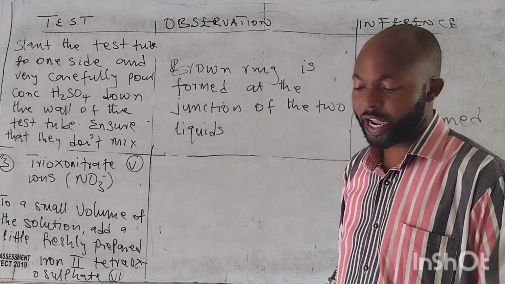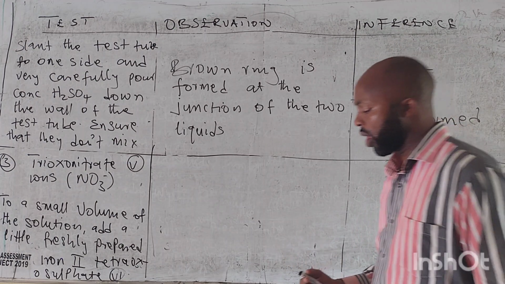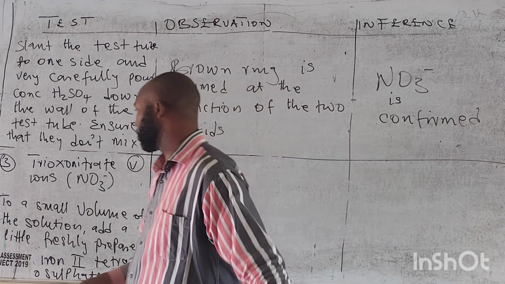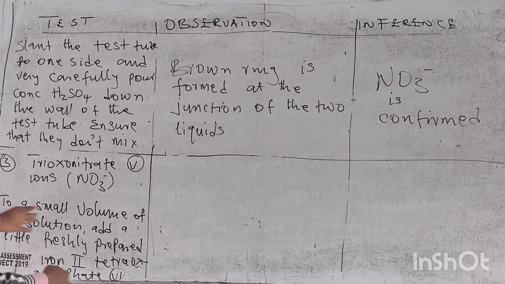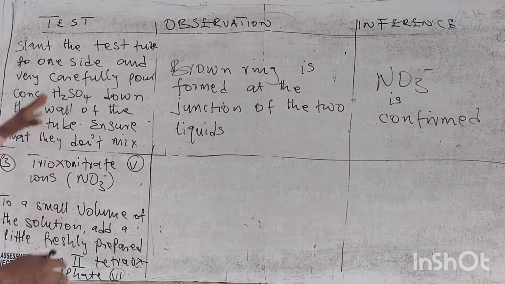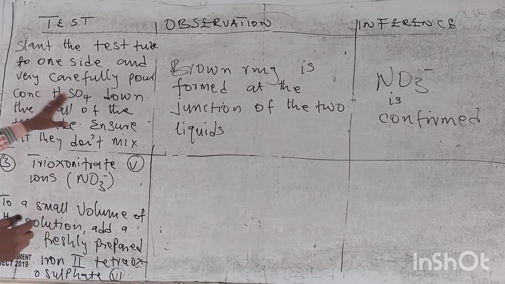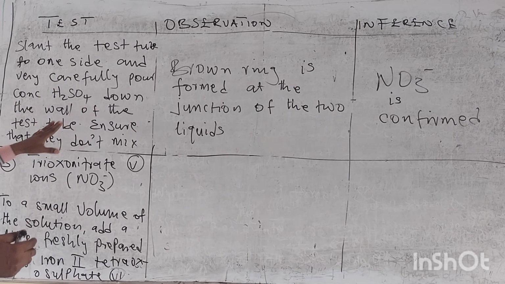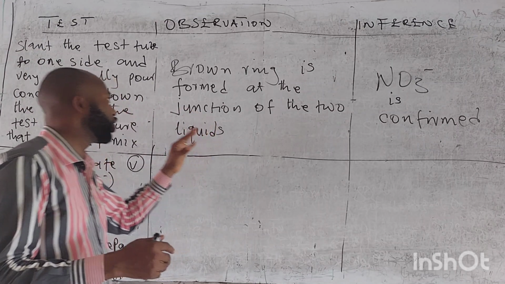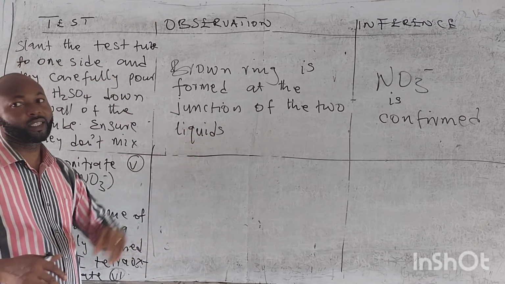So for NO3, we should add to a small volume of the solution a little freshly prepared iron(II) tetraoxosulfate(VI). Now when we add it, we slant the test tube to one side and very carefully pour H2SO4 down the walls of the test tube. We should not allow it to mix. What happened? We see a brown ring is formed at the junction of the two liquids. That is the test for NO3.